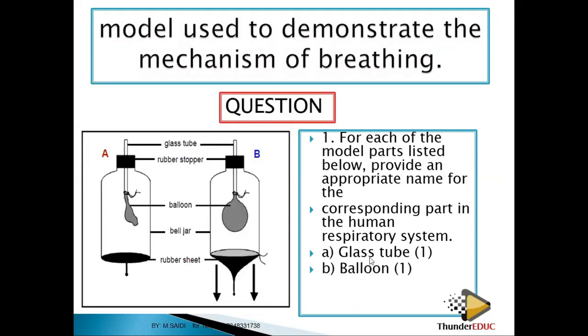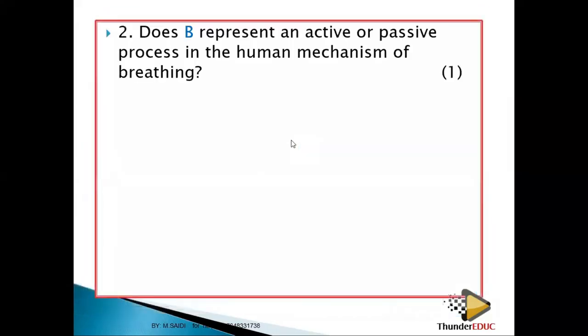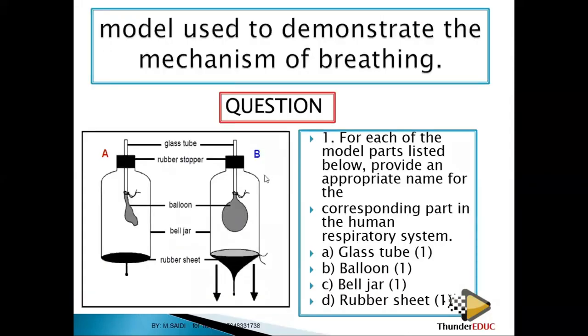Then you are saying that the balloon is acting as the lungs. It's where gaseous exchange is taking place. And then the bell jar. What is the bell jar? The bell jar is acting as a protection for the lungs. So we can call it a rib cage. Yes, it is acting as the protection for the what? For the lungs.